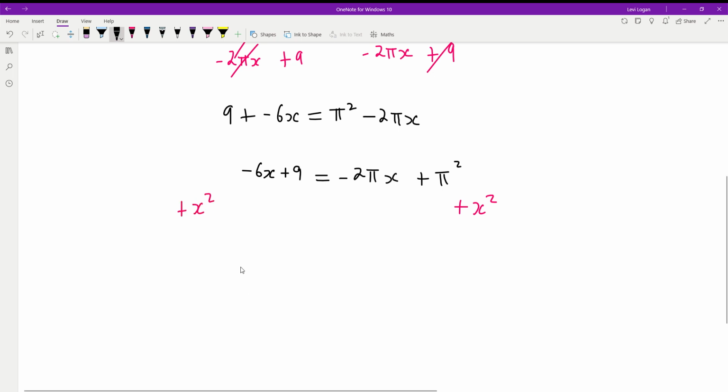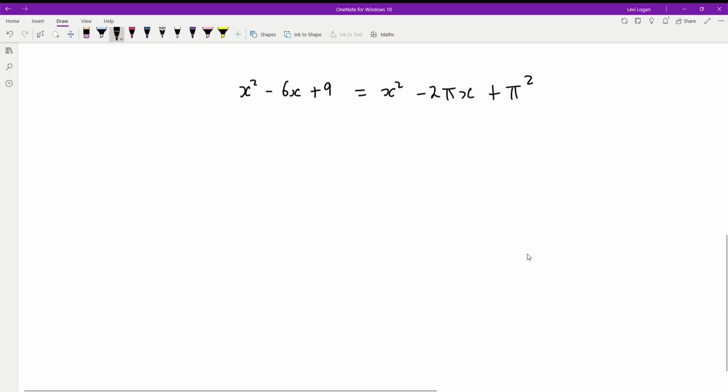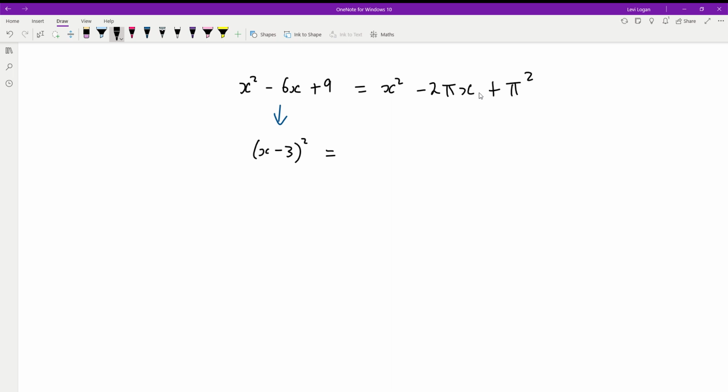And what we're going to get is x squared minus 6x plus 9 is equal to x squared minus 2 pi x plus pi squared. Now what we have here is basically a completed square on both sides. So if you were to factorize this, you'll see it's the same as x minus 3 all squared. And if you factorize this as well, you can see it is also x minus pi all squared. And you can double check that by expanding this guy here.